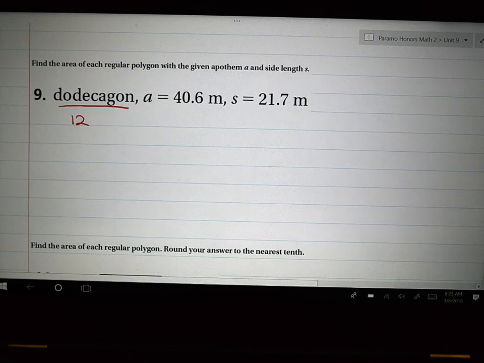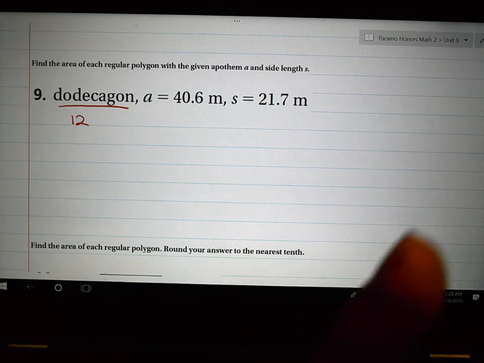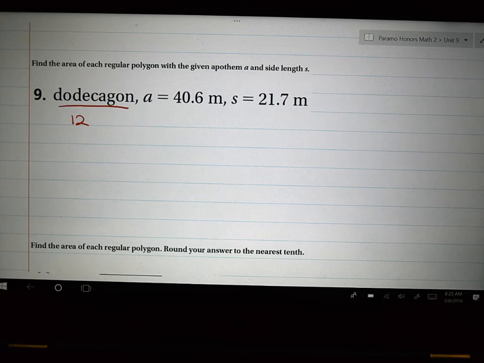If you didn't know that, guess what? I didn't either. Does it make you feel better? Maybe. Here's what I know. Pentagon, 5 sides. Hexagon, 6 sides. Heptagon, 7 sides. Octagon, 8 sides. Nonagon, 9 sides. Decagon is 10 sides. 11, I don't know what it is.